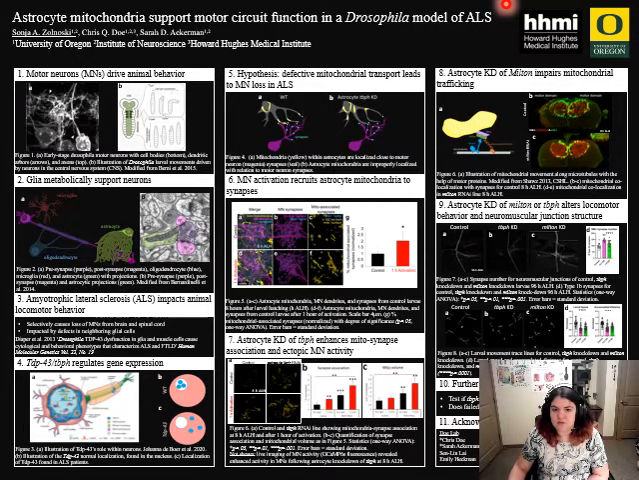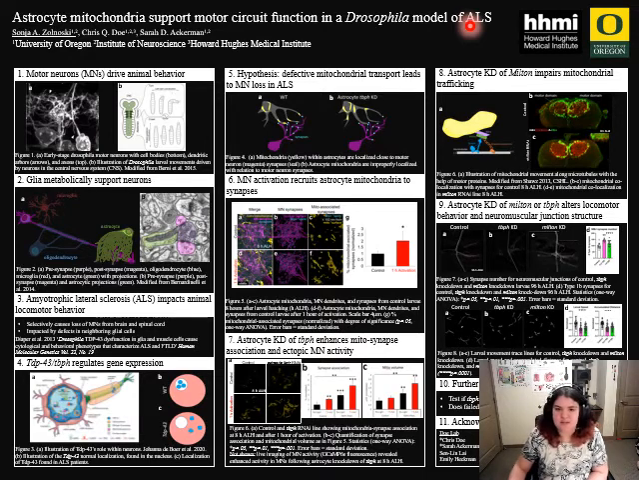The first step we took was to look at how astrocyte mitochondria are trafficked in response to motor neuron activity. To do this, we used optogenetics, which is a light-inducible way to control neuronal activity. We found that when we activate motor neurons using optogenetics, there's a change in mitochondrial distribution. We specifically looked at synapses in close proximity to mitochondria, and you can see in the quantification here that there is a significant increase in motor neuron synapses contacting astrocyte mitochondria following activation.